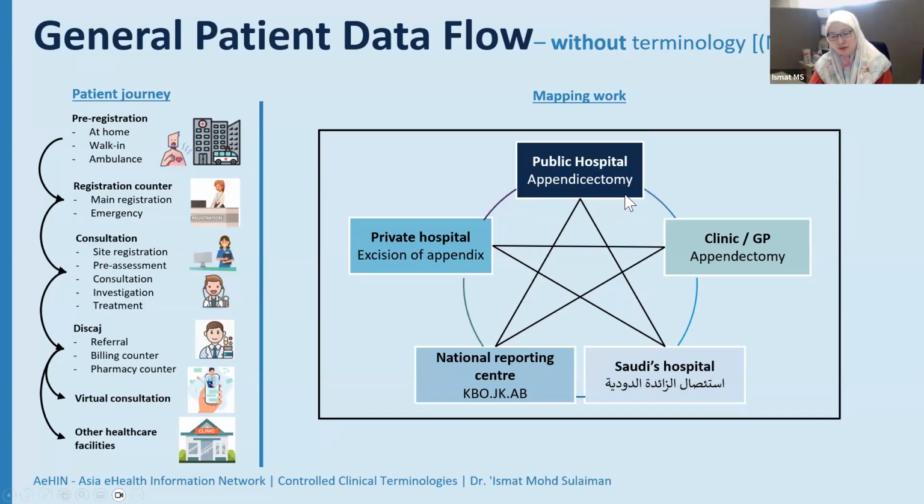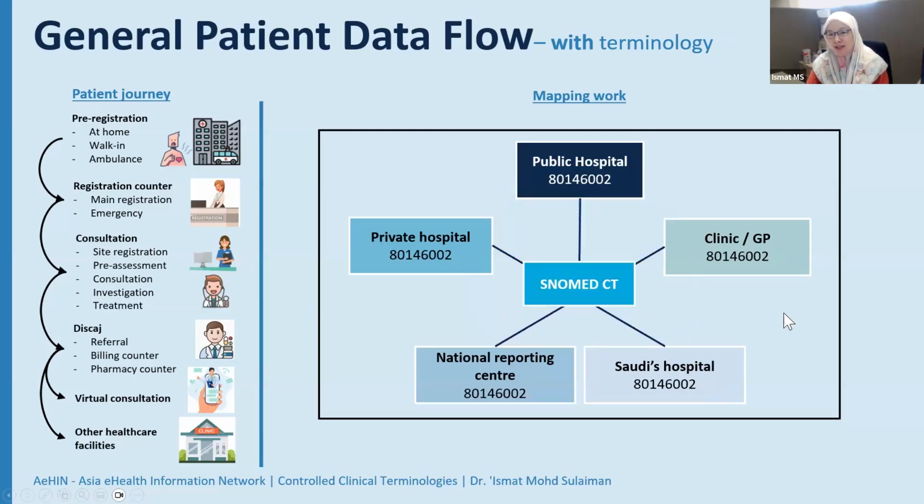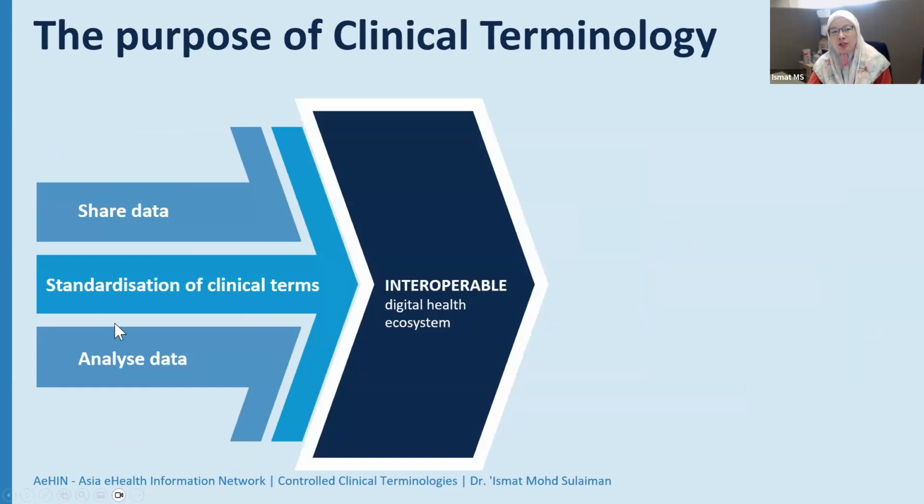If we don't have a single, same language, we need to do a lot of mapping. Using this formula, if you need to share with 10 entities, we need 10 individual mappings, and that's not even back and forth. That's one-way mapping. But if you have a single language to represent, for example SNOMED CT, then if each entity has built SNOMED CT within their system, you can talk between the different entities straight away and share that information, right? So once you standardize the clinical terms using a terminology, you can share the data, you can analyze the data, and that's one way you can reach interoperability within the digital health ecosystem.